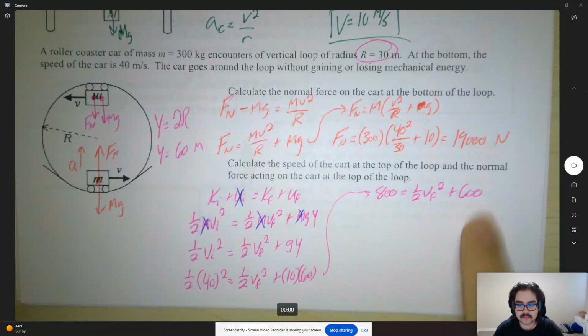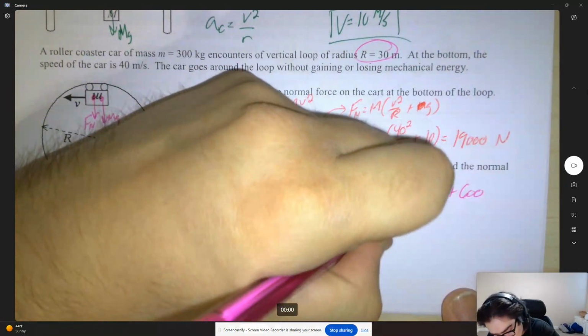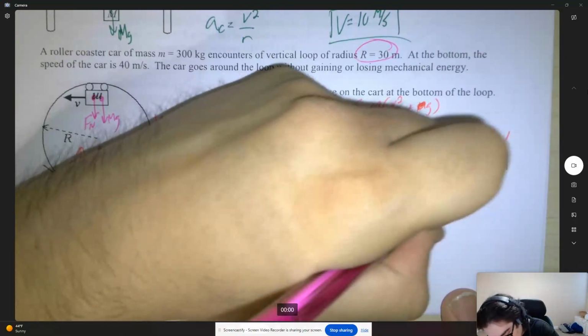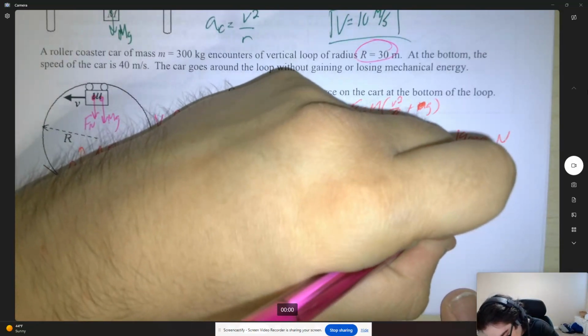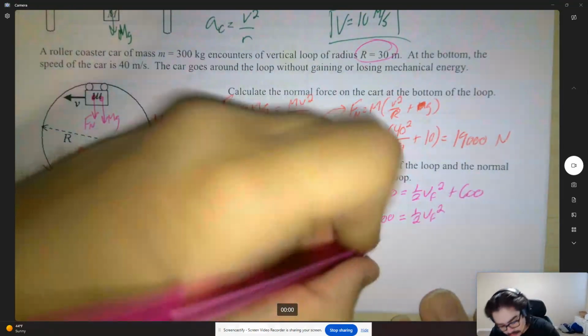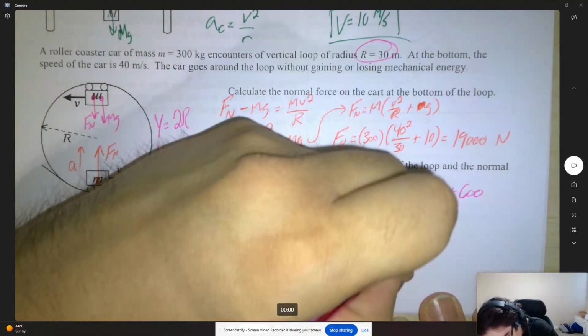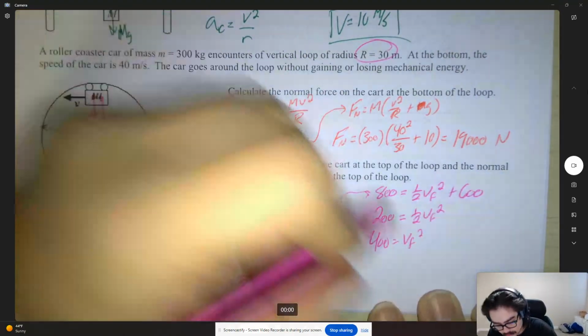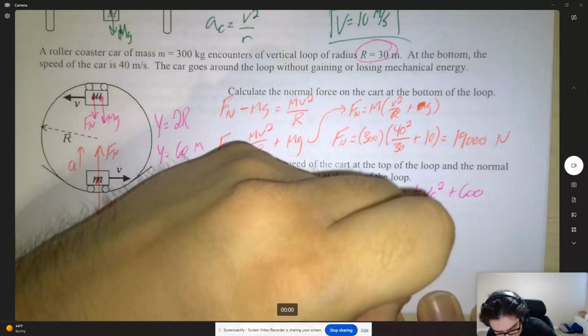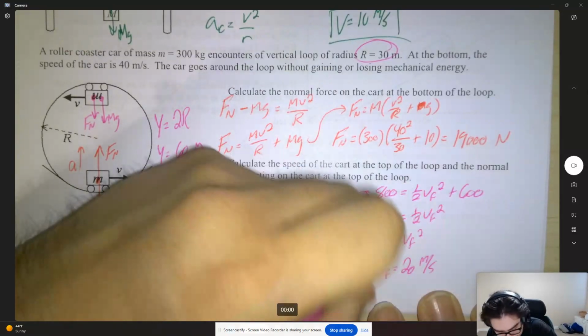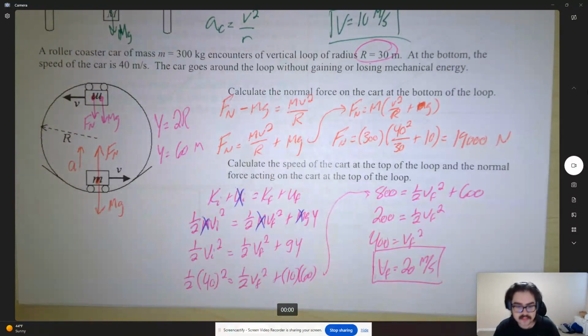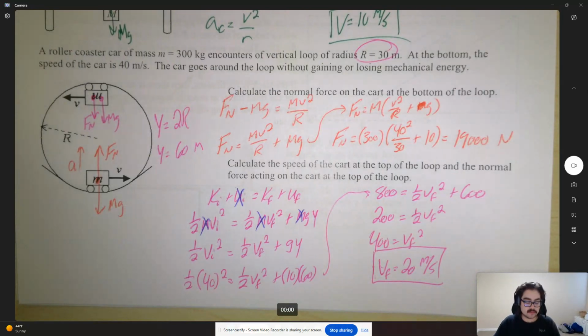If you subtract the 600 from both sides, you get 200 equals 1/2 v final squared. Multiply by 2 to get 400 equals v final squared, and then you can take the square root to get 20. So that's the velocity at the top of the loop.